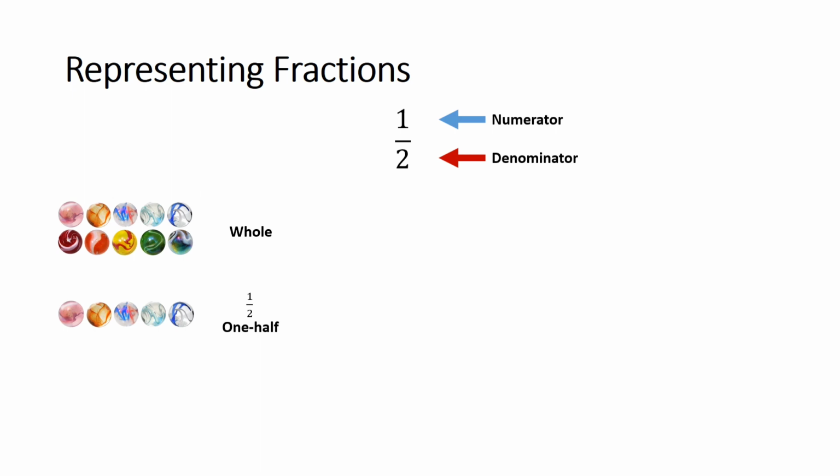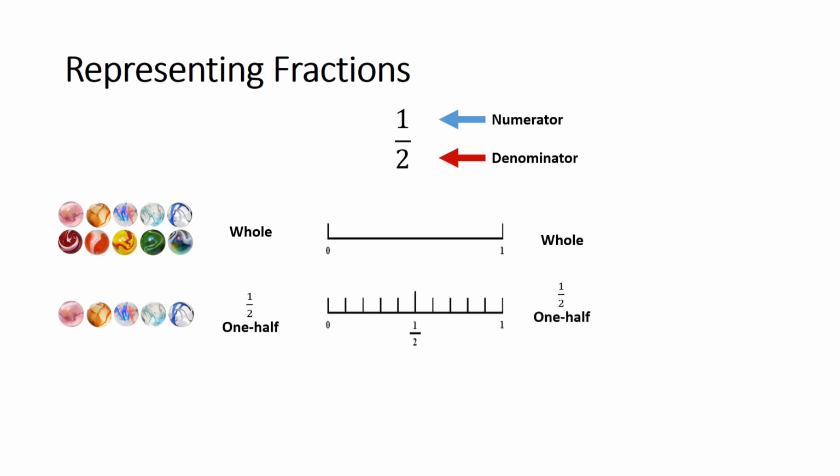Contextual meaning can also be derived from a line. If a line has the length between 0 and 1, this can be considered a whole. Half of the line is the midpoint between 0 and 1. The area occupied by this rectangle can be considered the whole. Half of the area covered by the rectangle is represented by this.